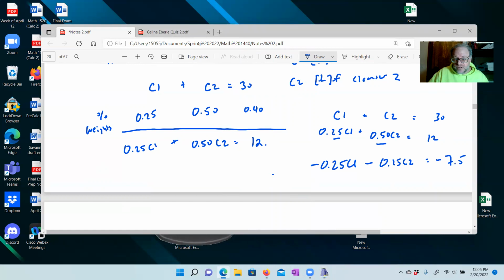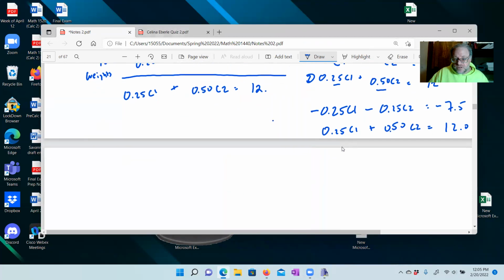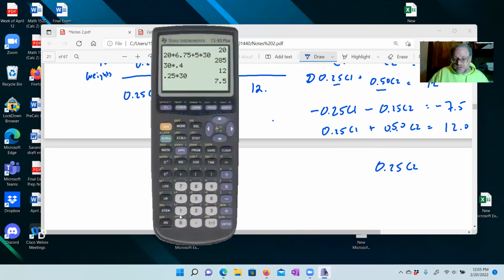All right, and now I'll write down equation 2 right under it for completeness' sake. So we have 0.25 C1 plus 0.50 C2 is equal to 12.0. We're going to add these equations up. So these guys cancel each other out. 50 cents minus 25 cents, we end up with 0.25 C2. And I've got 12 minus 7.5. Fractions or decimals are a pain, so we'll just do 12 minus 7.5. 4.5, there we go.